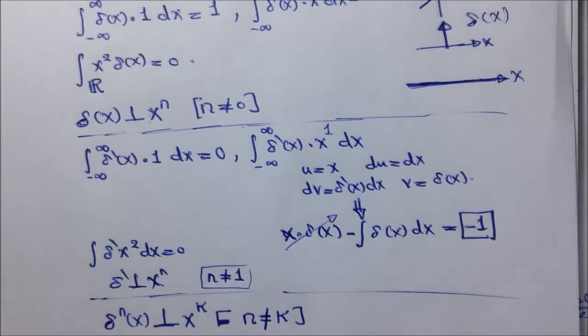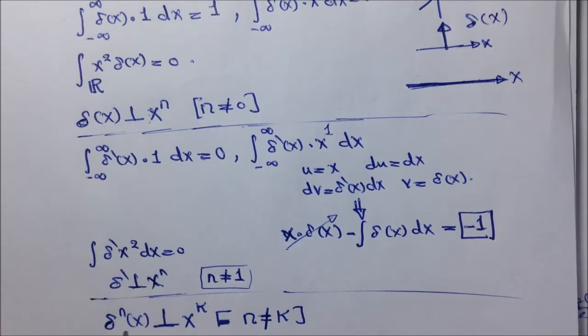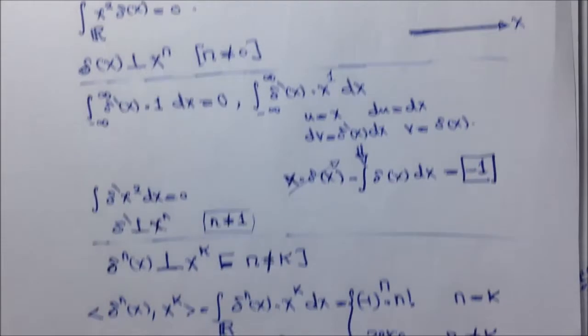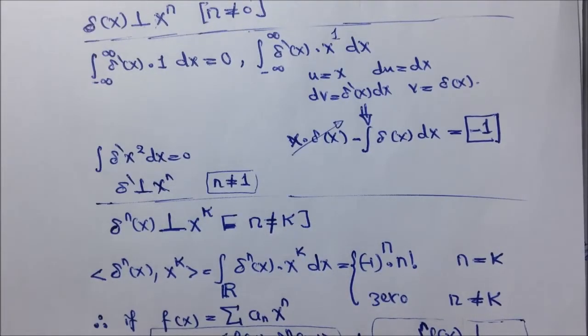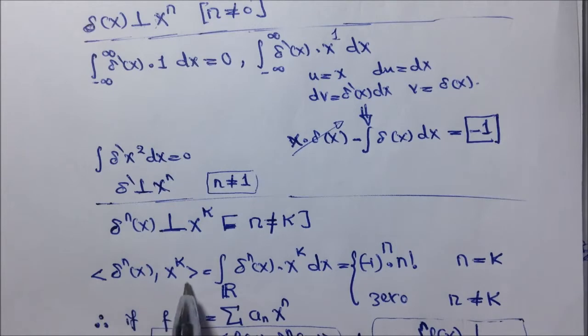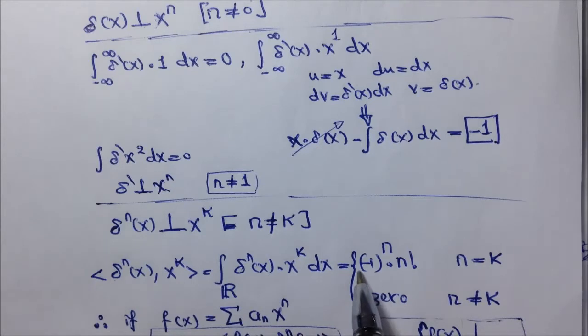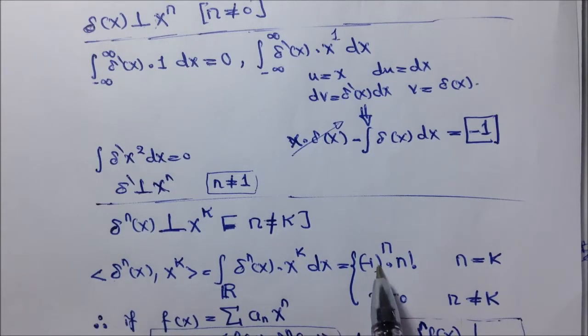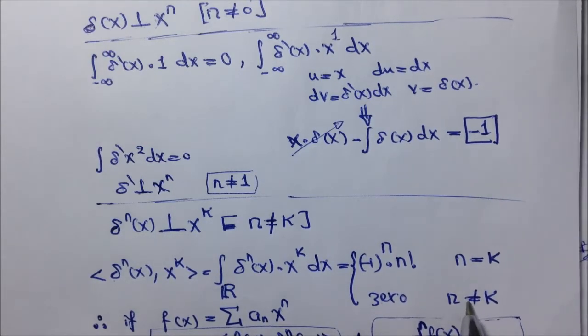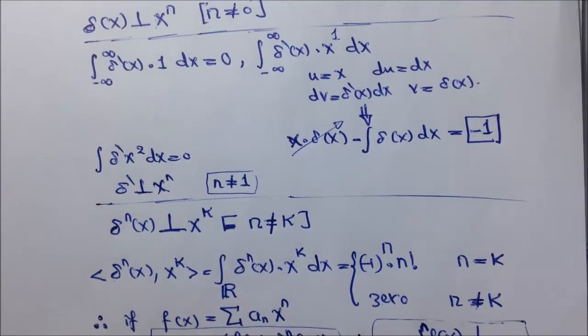Now we will write a more general statement. The nth derivative of the impulse function is orthogonal to the kth power of x unless n equals k. And an even more general statement: the cross correlation between the nth derivative of impulse and the kth power of x is given by minus 1 to power n times n factorial when n equals k, and 0 when n is not equal to k. So that is a perfect biorthogonality between those two sets.